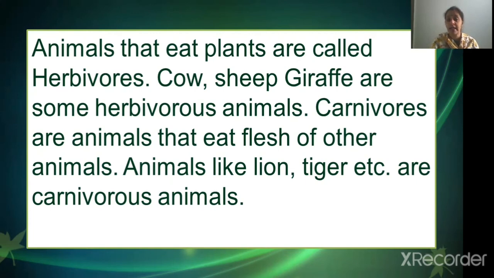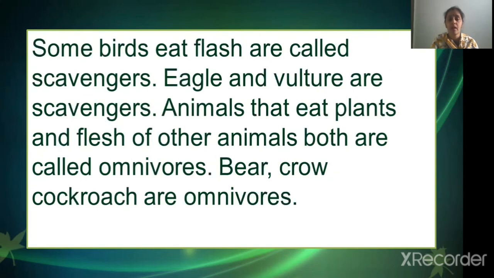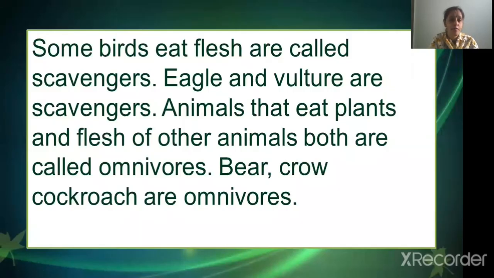Carnivores are animals that eat flesh of other animals. So animals like lion, tiger, etc. are carnivorous animals. Some birds that eat flesh are called scavengers. Eagle and vulture are scavengers. Animals that eat plants and flesh of other animals, both, are called omnivores. Bear, crow, cockroach are omnivores.